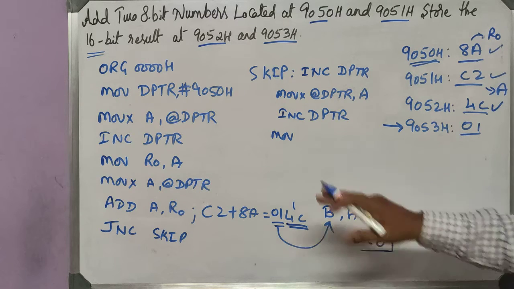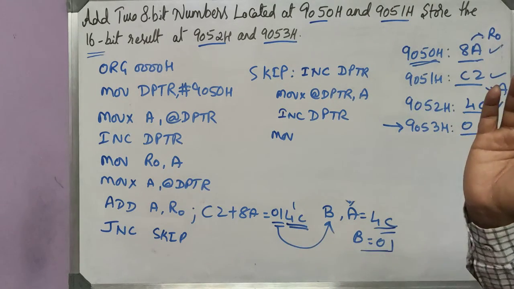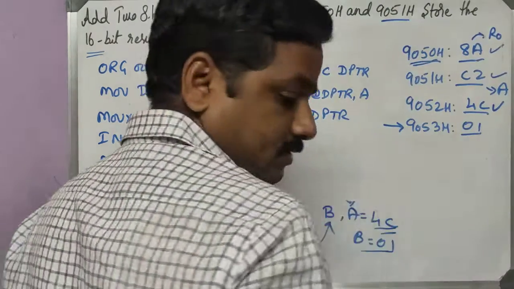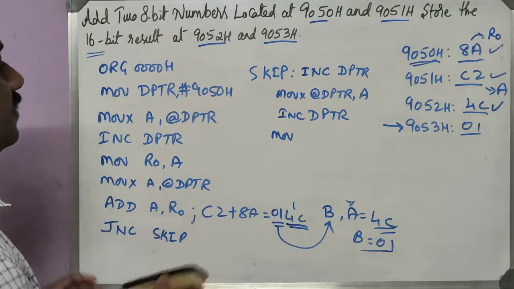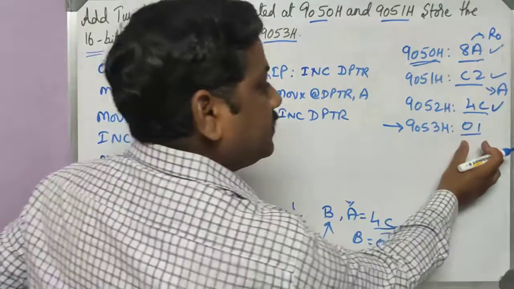Let me assign that to a register which is not used here. R0 is used, so let me take R1. Let me do it like this. What we have is an 8-bit register.